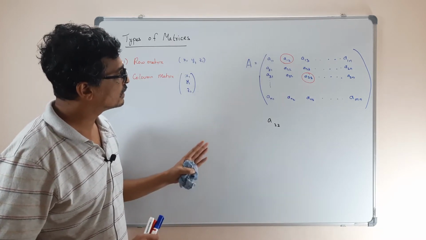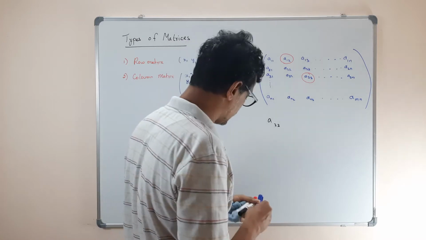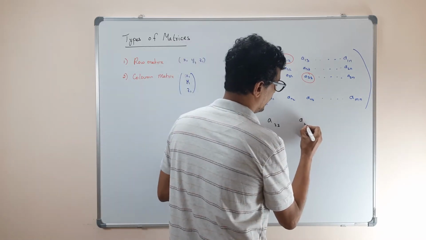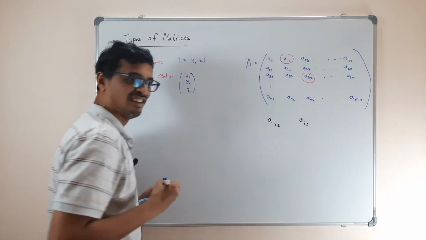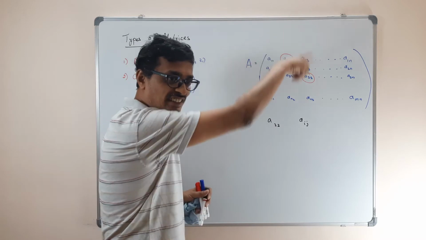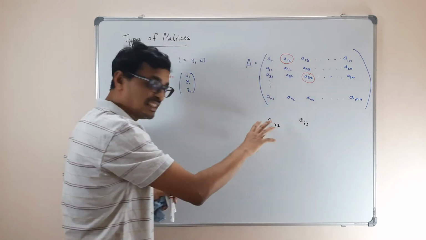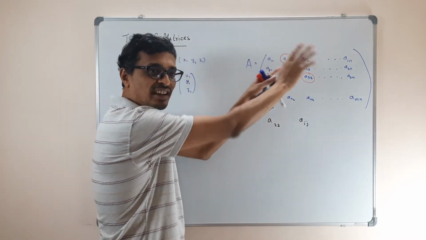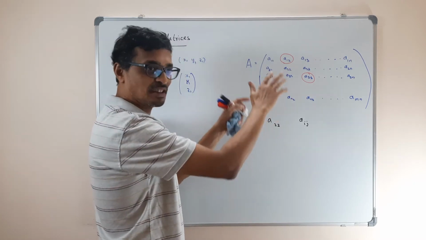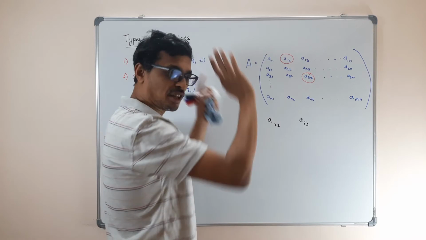In general, what they write is A of ij. It means the ith row and jth column. This is just to make it easy to recognize which value you are speaking about. There's nothing hard about it. You can use whatever you want.